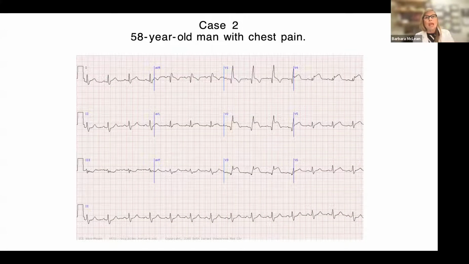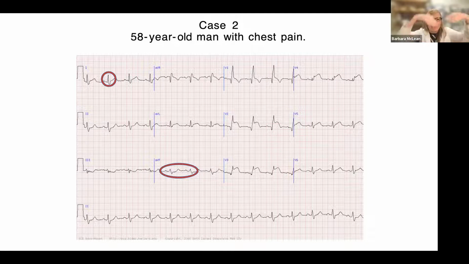Okay, so this is a 58-year-old man who's having some chest pain. We're going to first look at his limb leads. He's upright in one, and he's primarily upright in AVF, although it's almost equiphasic, meaning what goes up and what goes down are almost equal. So we're going to say this is a relatively normal axis, up in one, up in F.